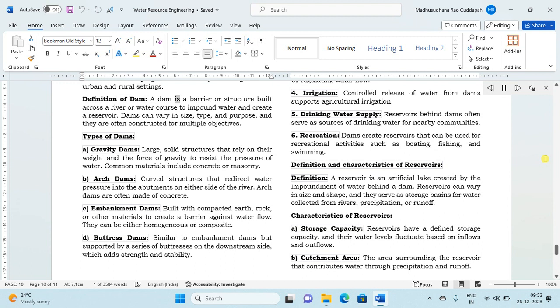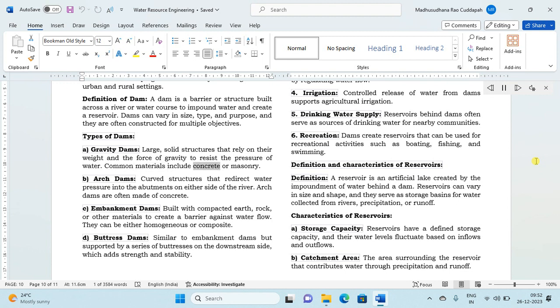Definition of dam: a dam is a barrier or structure built across a river or watercourse to impound water and create a reservoir. Dams can vary in size, type, and purpose, and they are often constructed for multiple objectives. Types of dams. A. Gravity dams: large, solid structures that rely on their weight and the force of gravity to resist the pressure of water.